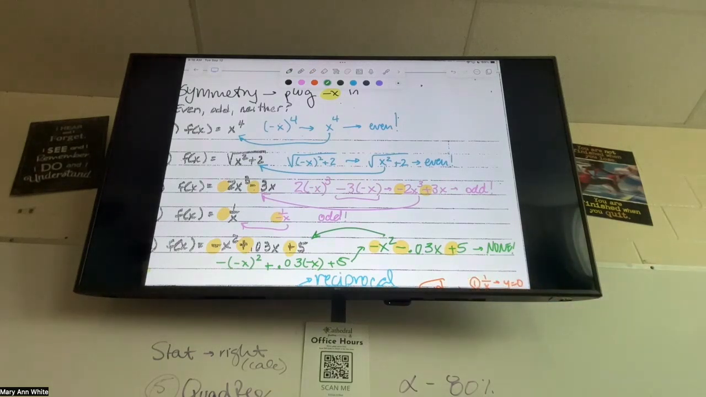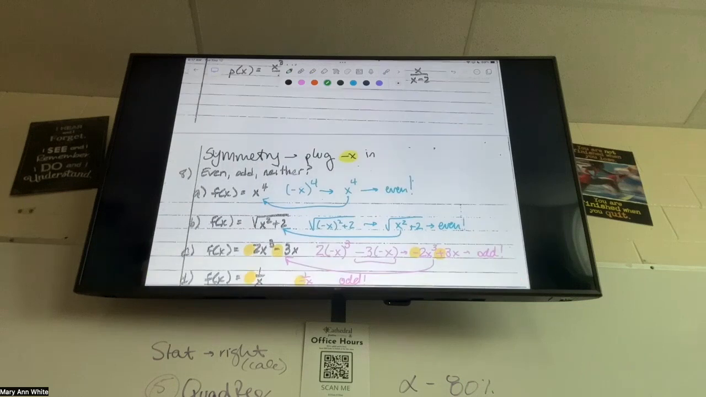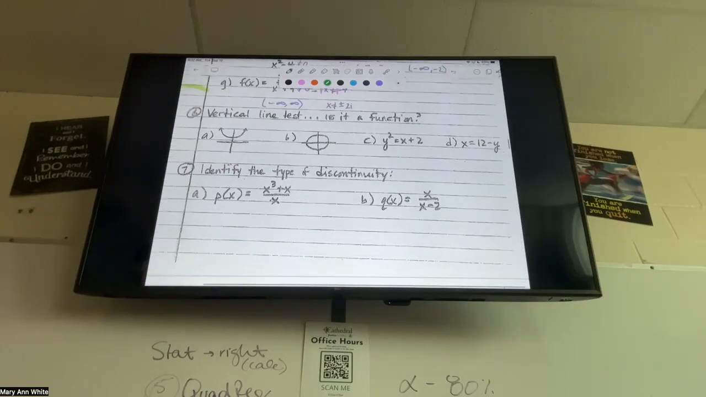Okay. All right, we skipped 6 and 7, so let's go back up there so that we can finish our 1.2 notes. That's kind of it on symmetry for right now. Are we feeling okay about that? Okay, just plug in that negative x and we'll see what happens.